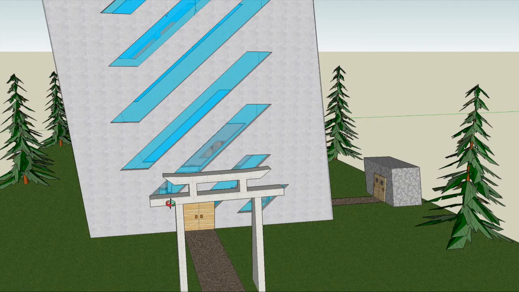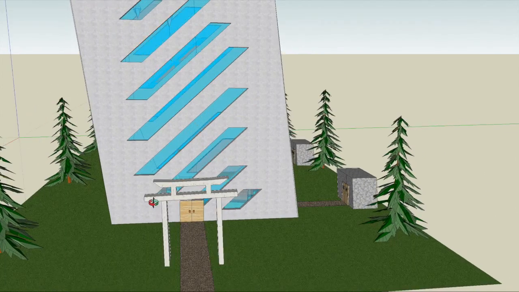Lastly, at the exit of the museum, we have a shrine door from Japanese culture. We want this to symbolize that when audiences walk out of the museum, they can walk out with an understanding of the Japanese.